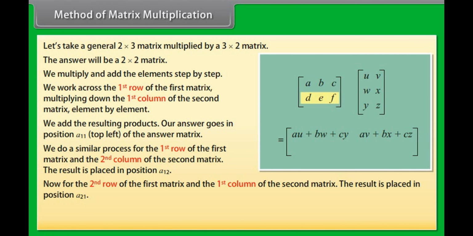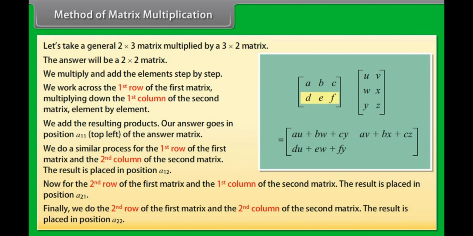Now for the second row of the first matrix and the first column of the second matrix, the result is placed in position a21. Finally, we do the second row of the first matrix and the second column of the second matrix. The result is placed in position a22.